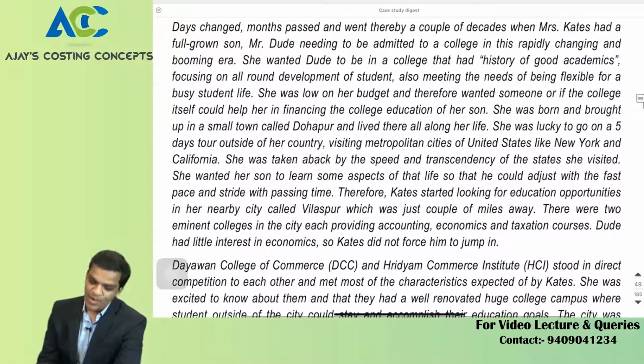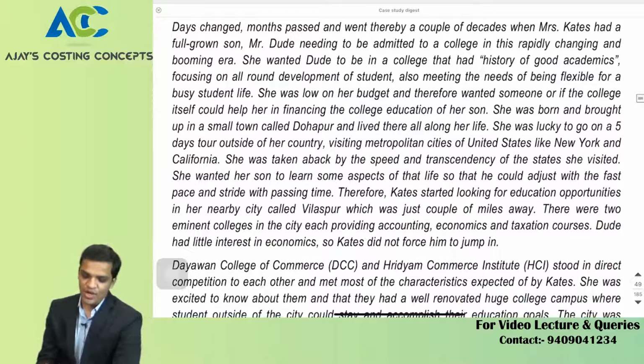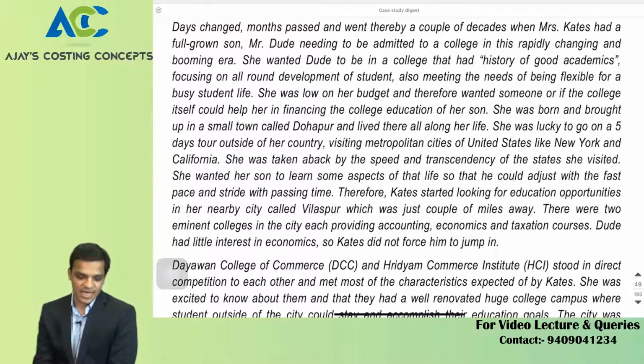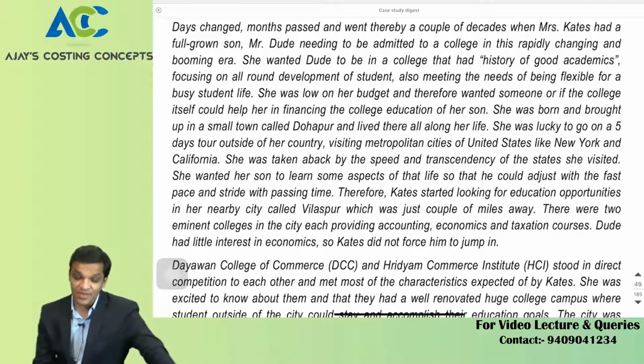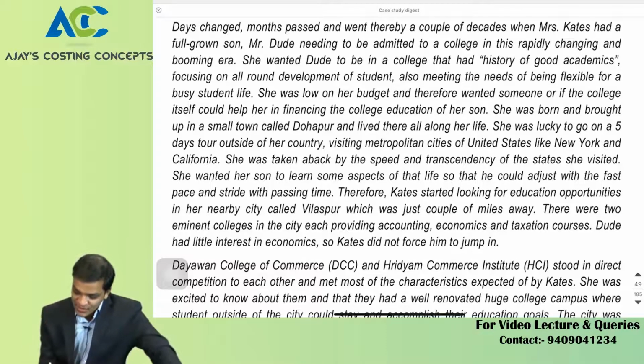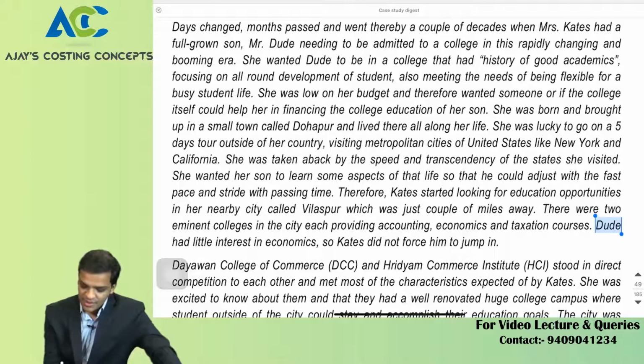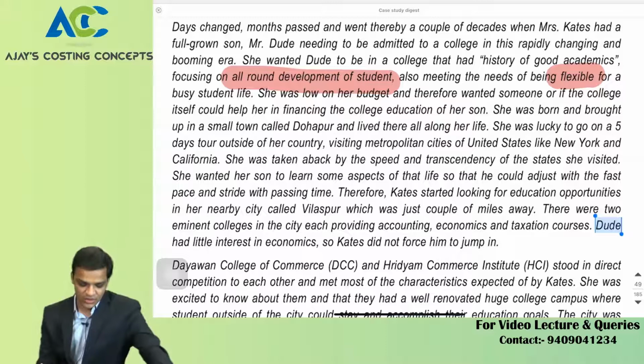Days changed, months passed, and a couple of decades went by, when Mrs. Kate has a full-grown son, Mr. Dude, needing to be admitted to a college in this rapidly changing and blooming era. She wanted Dude to be in a college that had a history of good academics, focusing on the all-round development of students, also meeting the needs of being flexible. Now understand the word flexible is used over here, right? The word that they have used is flexible, right? All-round requirement of development of students and life.